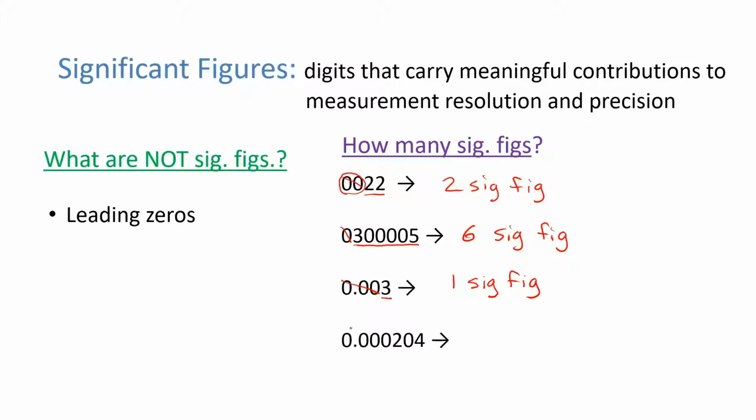All right, in the last example, again, the decimal place can have meaning for significance, but not if all the zeros are to the left. So those are all not significant. We're left with 3.